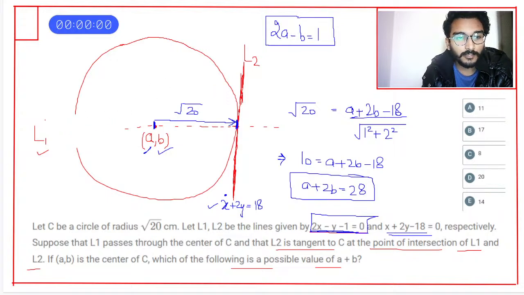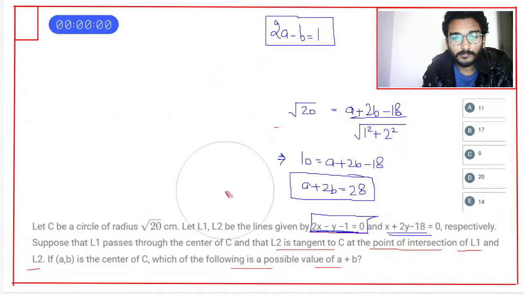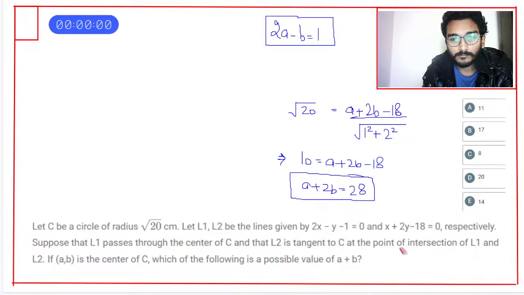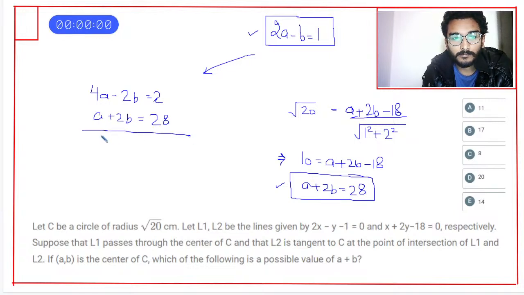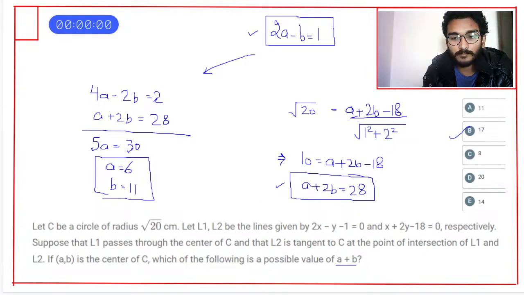So these two equations that we got. So solving these two equations, I can substitute, I can double this one. And this equation is a plus 2b equal to 28. So 5a equals to 30, a equal to 6. A equal to 6, b equals to 12 minus 1, 11. So a plus b is how much? 17. So that's our answer for this question.